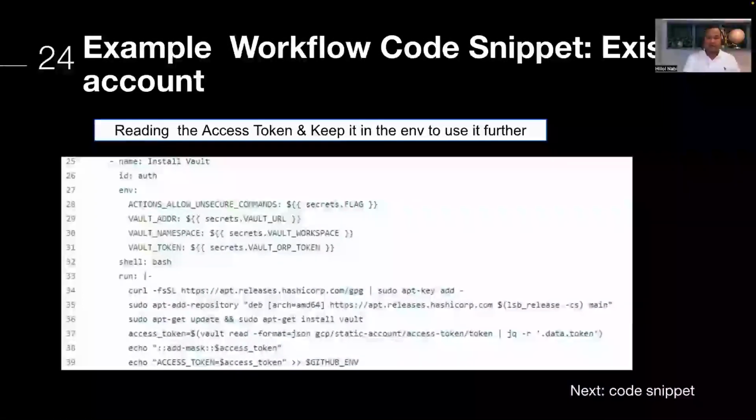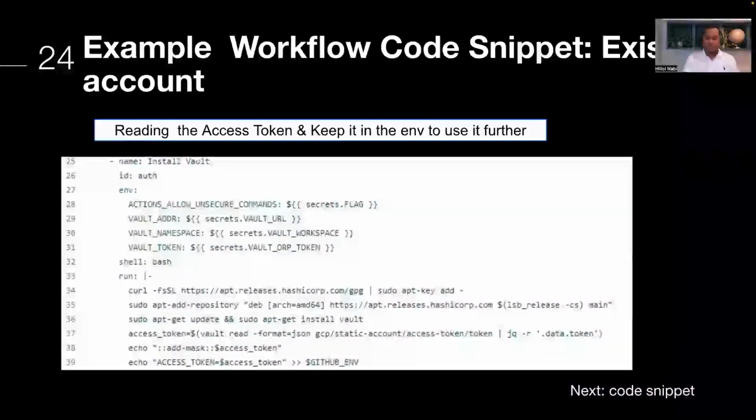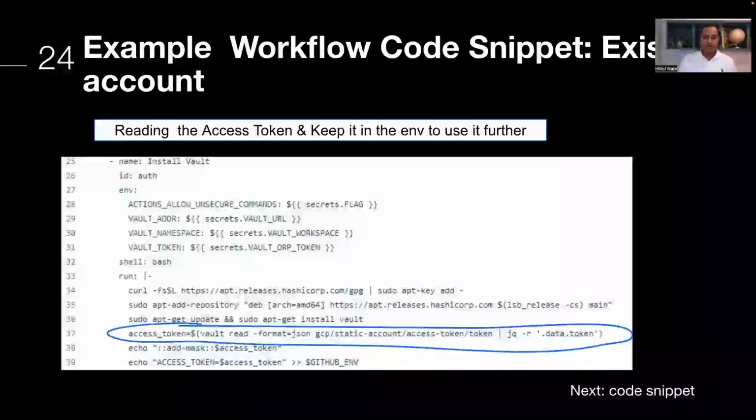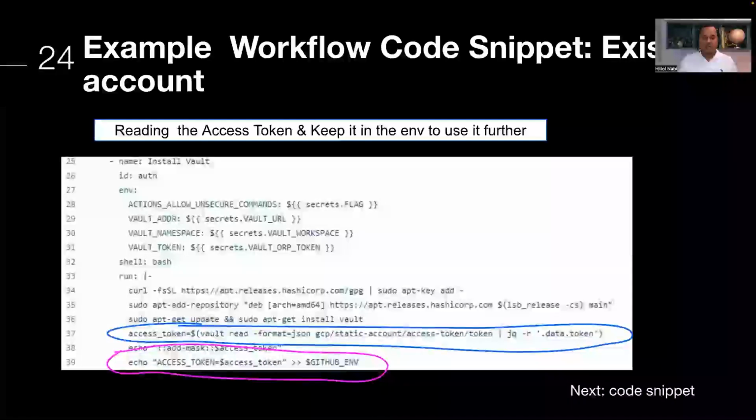So now we have our explanations before. Let's see a small example. Basically, I could have given the example in everything in detail, but for the time constraint, it's not possible. I'm showing a little code snippet. In this snippet, we can see we are reading the access token and keeping it in the environment variable to use further. So here, basically, we are reading the token and then saving it, access token, in the GitHub environment to use it further.